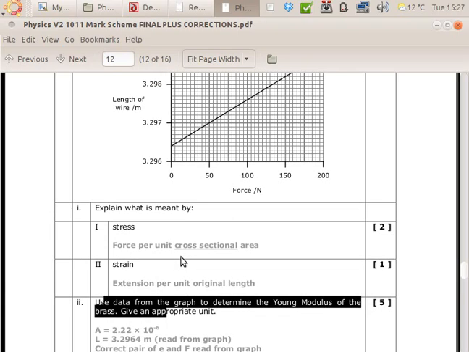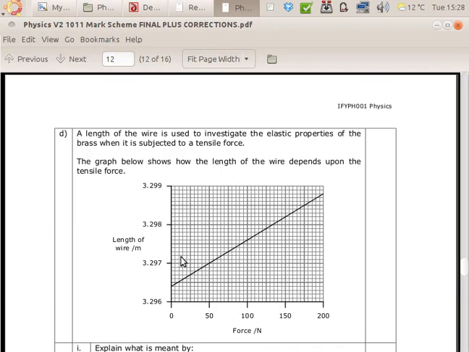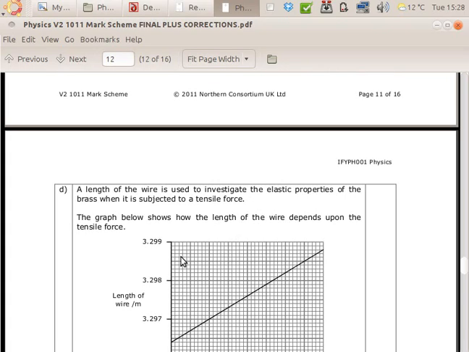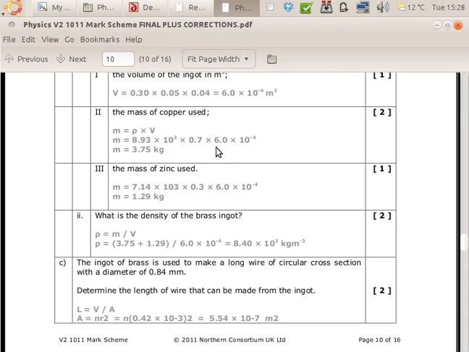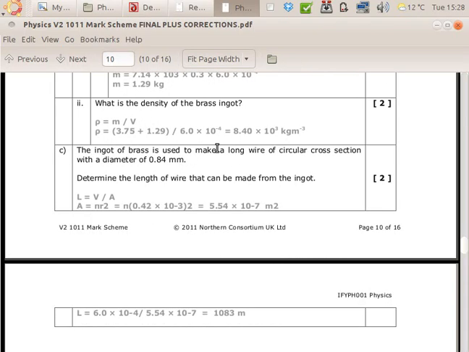It says a length of the wire, referring to what wire? It's the wire from the previous one, isn't it? But that area is different. Well, if you go back and see where the number is, you said 0.42, didn't you? The radius. This is for the radius. Alright, problem solved.